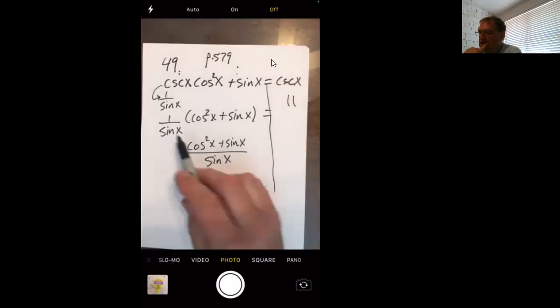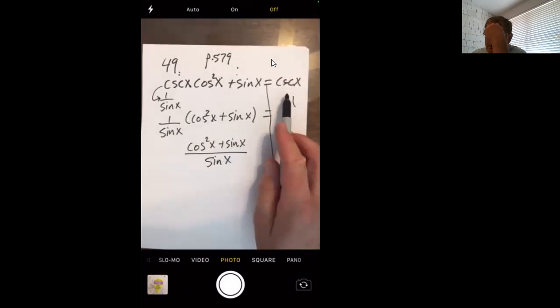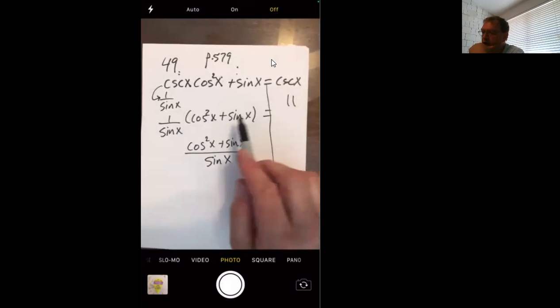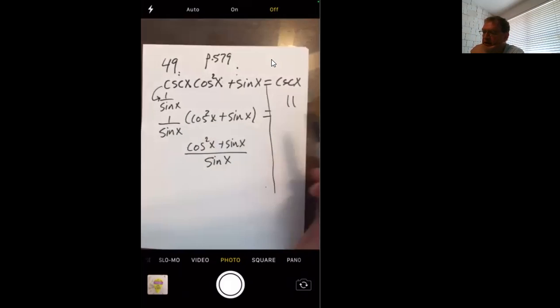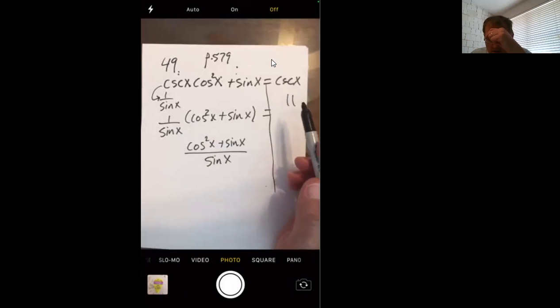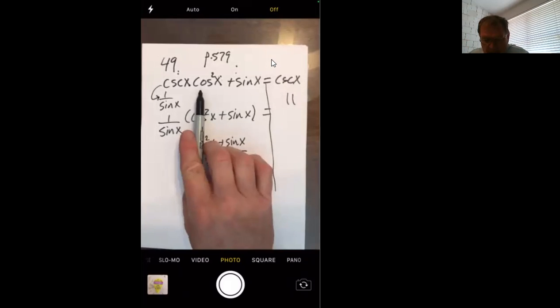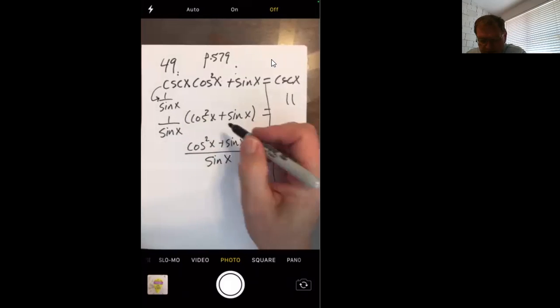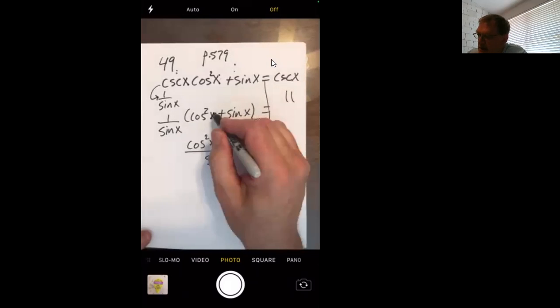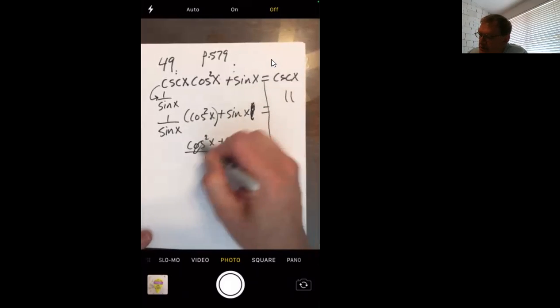My 1 over sine of x is my cosecant. And if that had worked out to cosine squared plus sine squared, I'd have a 1 and I'd be done. No, I got my cosecant just on this. Oh, my cosecant is just on that. That's my mistake. The parentheses should be there. It's not distributed through.